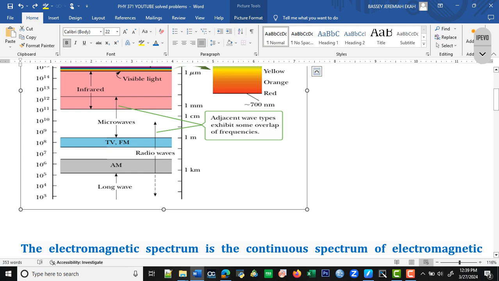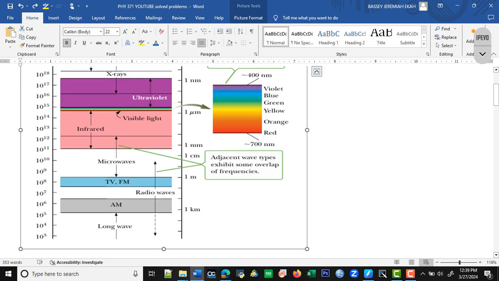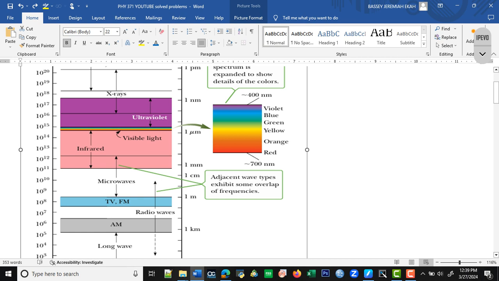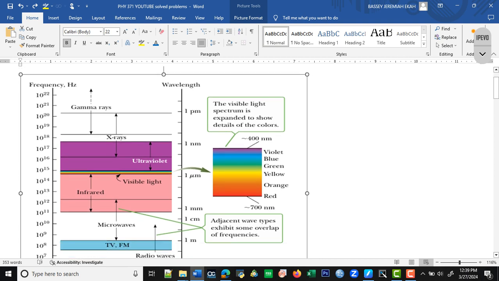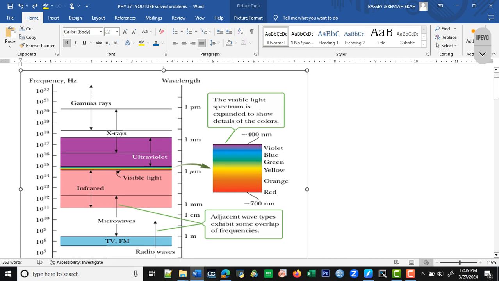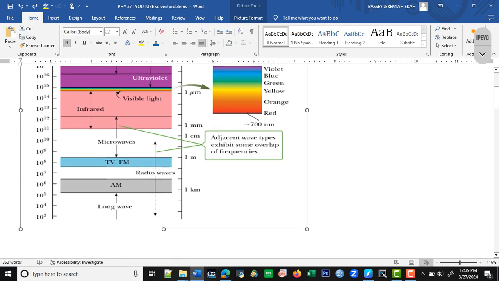So if you are asked to list the members of the electromagnetic spectrum in order of increasing frequency, you have to start from the radio wave, the microwave, the infrared, the visible light, the ultraviolet ray, the X-ray, and the gamma ray. That order is an order of increasing frequency. Remember, when frequency increases, wavelength decreases. So order of decreasing wavelength is the same thing as increasing frequency.